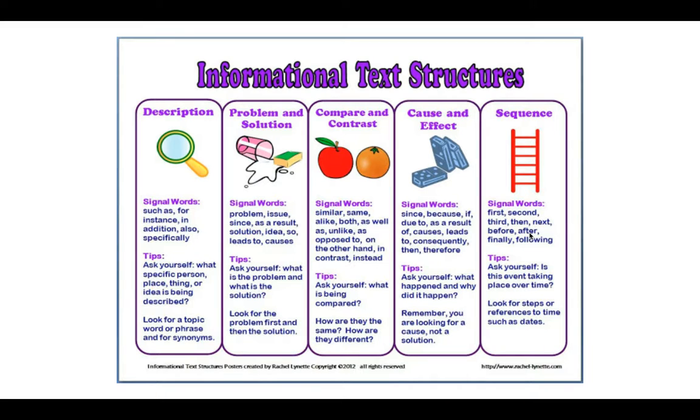Since this happened, because this happened, as a result, this happens, or this led to, therefore, if. In addition, there's sequence, and those are some simple signal words: first, second, third, then, next, before, after, finally, following, etc.